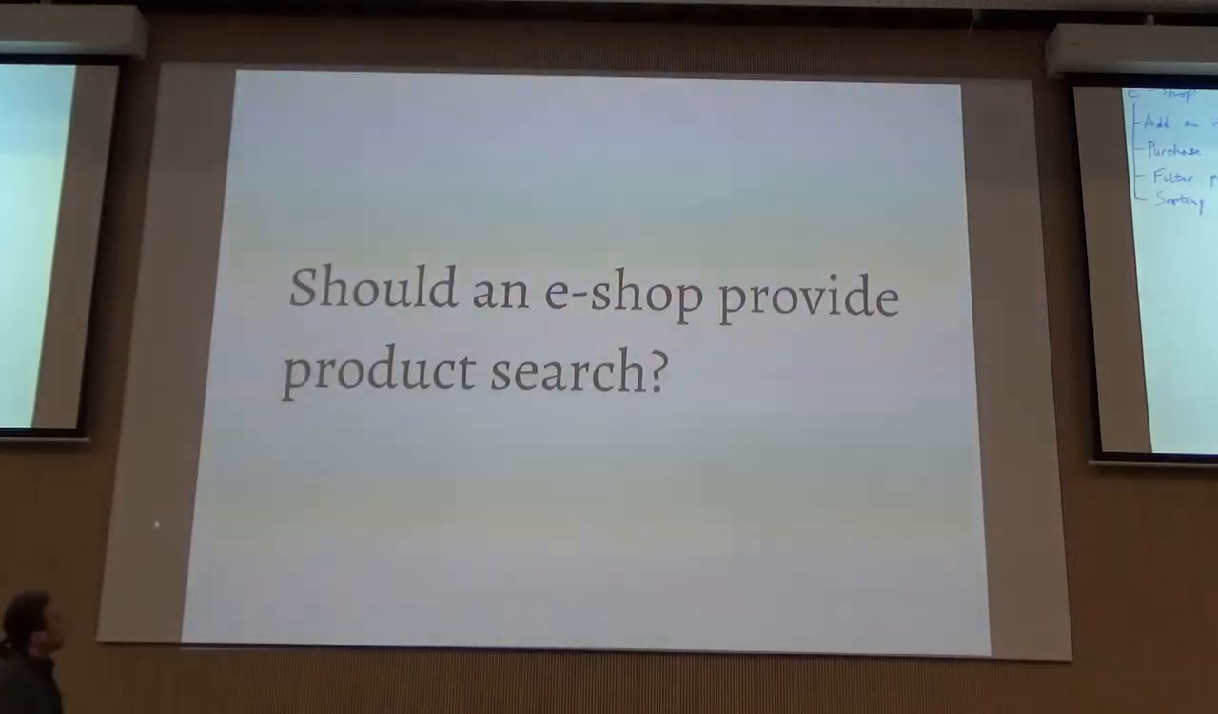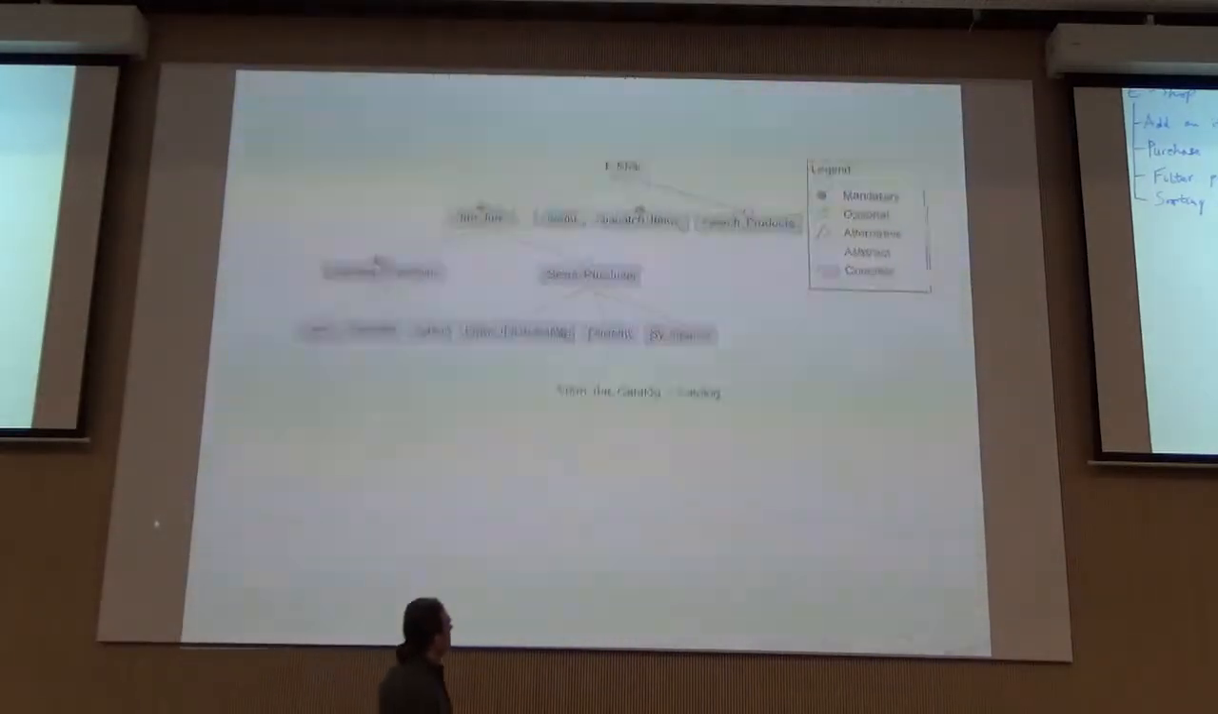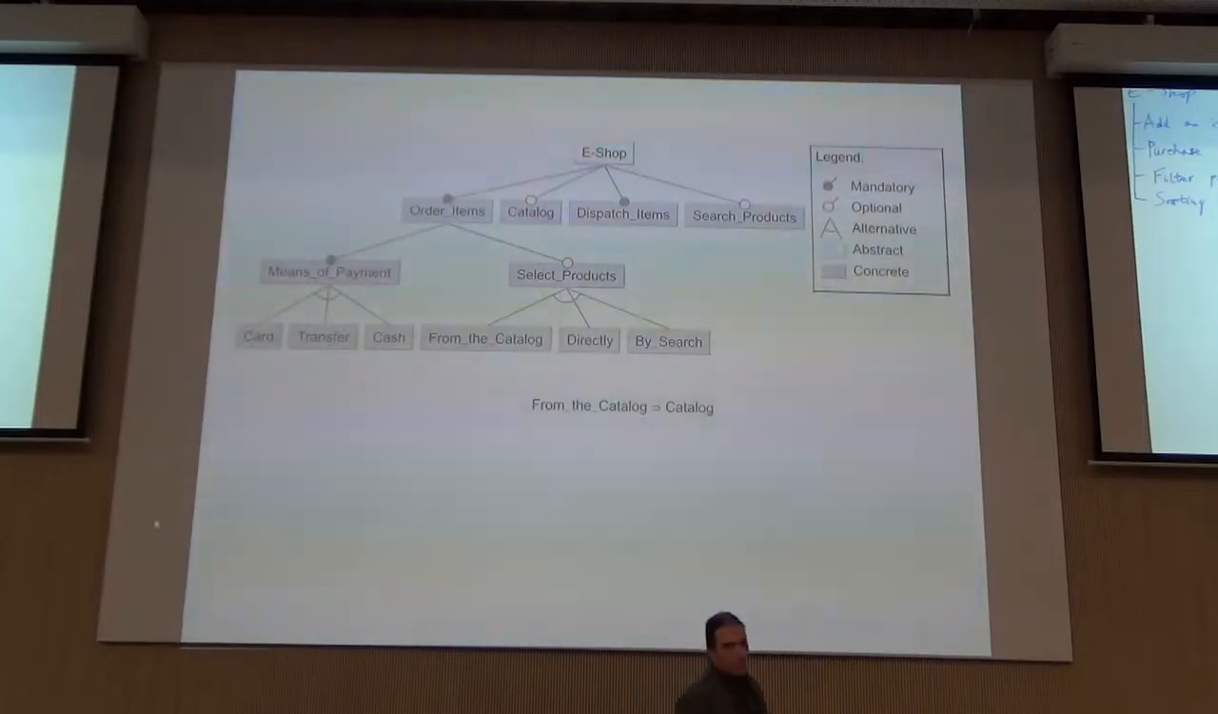So should an eShop provide product search or not? That's what we discussed. So I've already started showing you some kind of notation for capturing the features. And here is a notation that can be used for this, which is called feature modeling, as expected, because you're modeling features or big features.